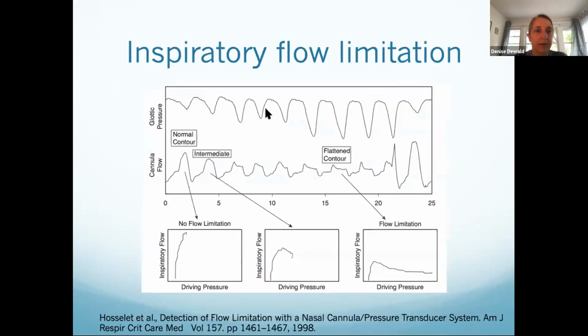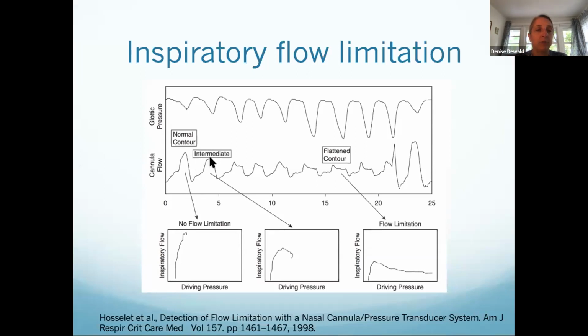So here is this figure from this classic paper on flow limitation, using the nasal cannula to detect flow limitation. Here is the glottic pressure. That's your esophageal pressure, basically, but it's just a catheter that they stuck down and it's hanging around by the glottis. And then here is your cannula flow. Right here where you have a normal contour, if you graph out your flow versus the pressure, the more driving pressure you have, the more flow you have. So that's normal. That's no flow limitation.